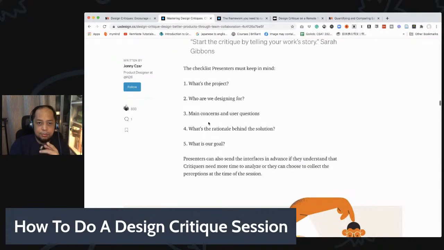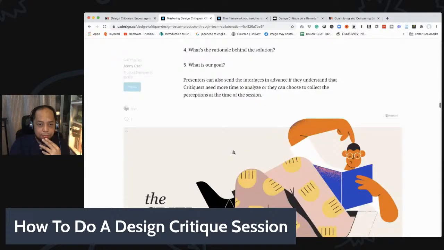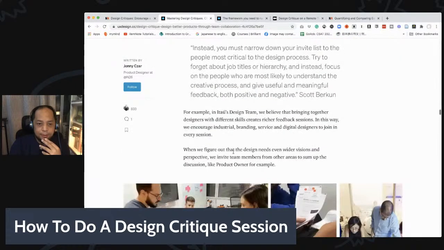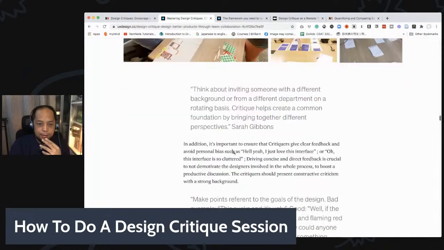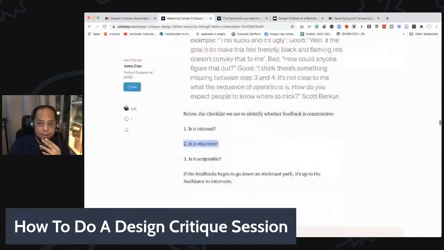And okay, checklist for presenters. What's the project? Who are we designing for? Main concerns and user questions. What's the rationale behind the solution? What's our goal? This is also a good set of questions to use. Critiquers: is it identified? Is it rational? Is it objective? Is it actionable? Nice set of guides as well.